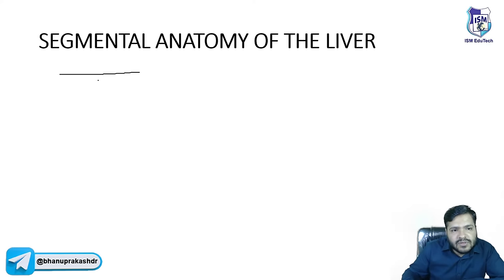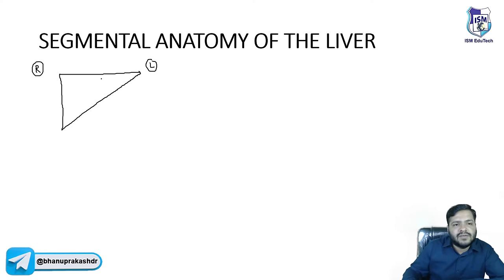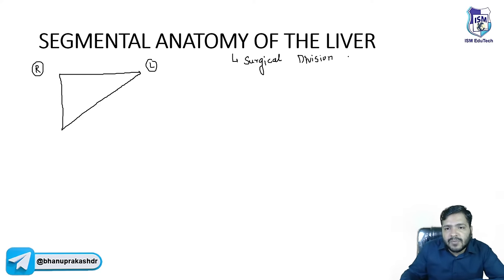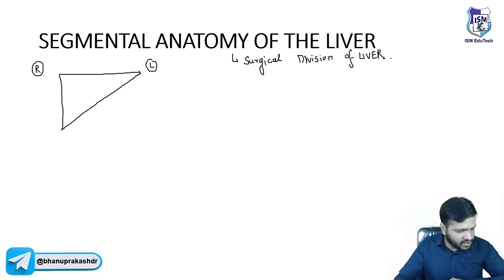So you already know, suppose this is the liver. This is the anterior surface which I'm trying to show. This is the right side of the liver, the right lateral surface, and the left side of the liver. Now over here I will be talking about the surgical division of the liver. I'm not focusing on the anatomical division, beta. I will be talking about the surgical division of the liver.